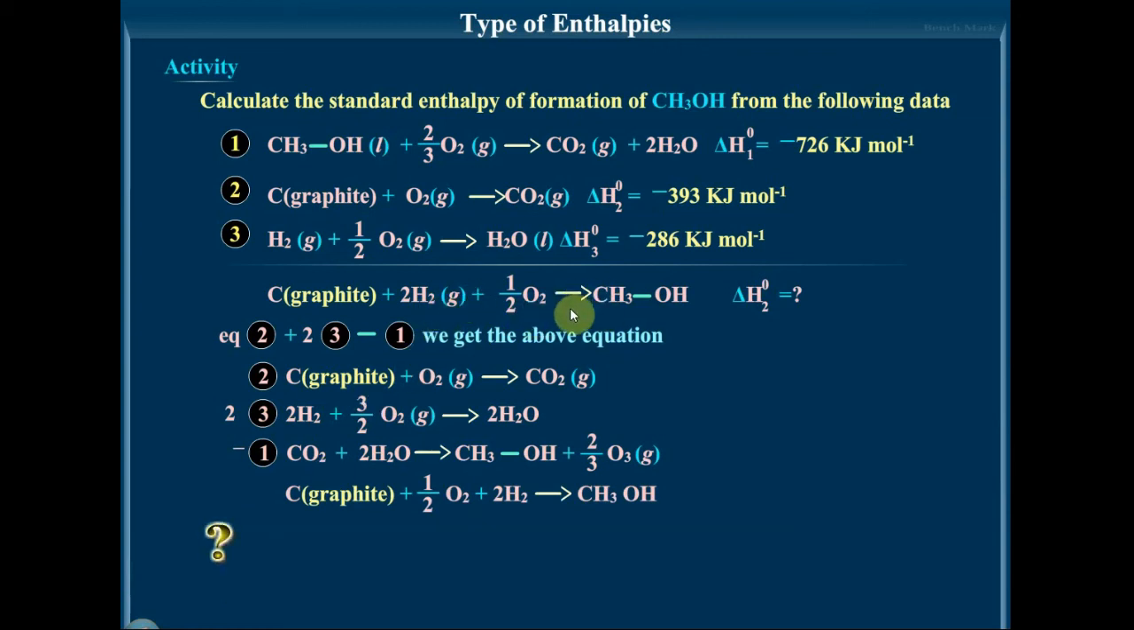When you're doing like this, all the reactants you will write on one side, the products on the right hand side. After that, equation 2 plus 2 into the third equation minus the first equation, you will get carbon plus 2H2 plus half O2 gives CH3OH. And the same thing has to be done for the enthalpy changes also.